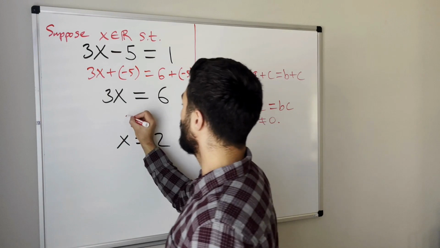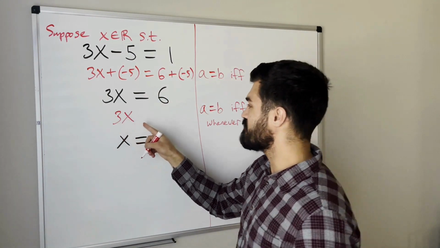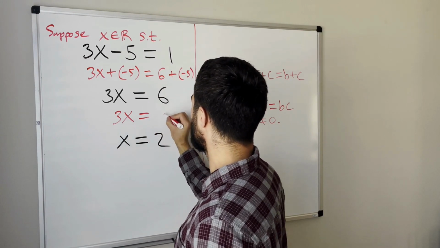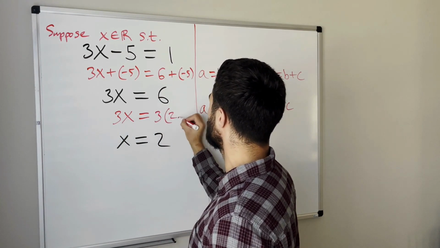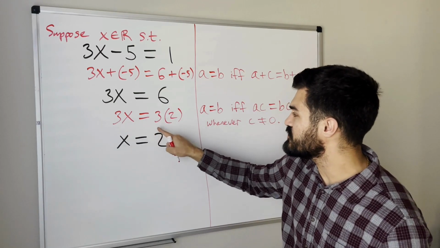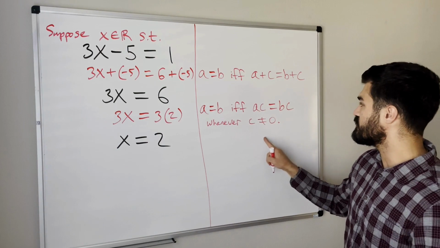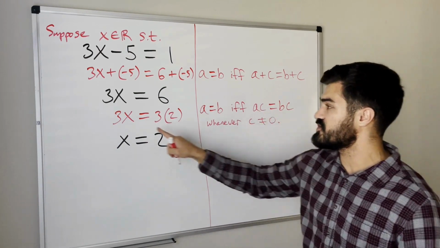Well, let's do another little bit of rewriting. 3 times x, I'm not rewriting that at all. That's just 3 times x, but 6 we can rewrite as 3 times 2. So we have 3 times x equals 3 times 2. Therefore, x must equal 2. So in this case, our C is 3.